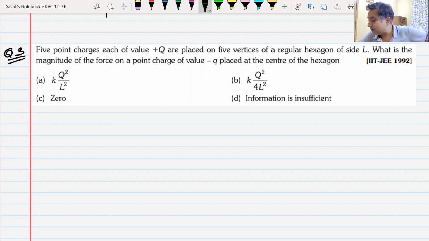5-point charges of equal value plus q are kept on the 5 vertices of a regular hexagon. It could be a regular hexagon, it could be a heptagon, a square, a triangle, a pentagon, whatever. So what they do, they will put charges everywhere, but they will not put charge on one of the sides or one of the vertices. What is the magnitude of the force on the point charge minus q placed at the center?